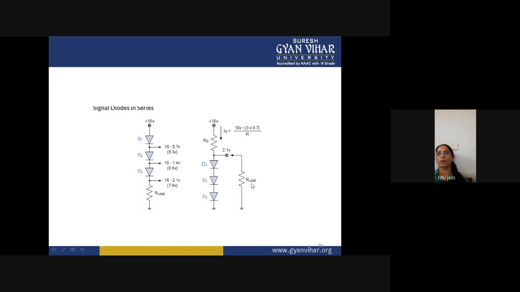Now let's talk about the diode when you are connecting a series resistance at this point. The diode current is equal to 10 minus this voltage drop, divided by R. And the voltage drop across these diodes will be 2.1 volt.